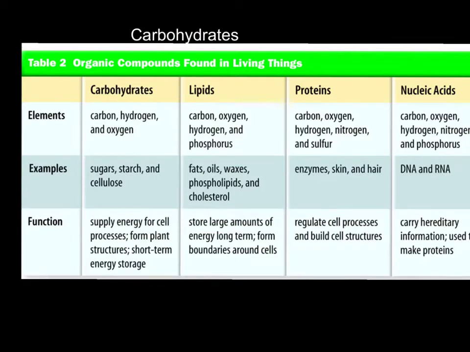A carbohydrate is an organic compound that contains carbon, hydrogen, and oxygen. Examples of carbohydrates are sugars, starch, and cellulose. Carbohydrates supply energy for cell processes and for plant structures, and they are also a short-term energy storage.